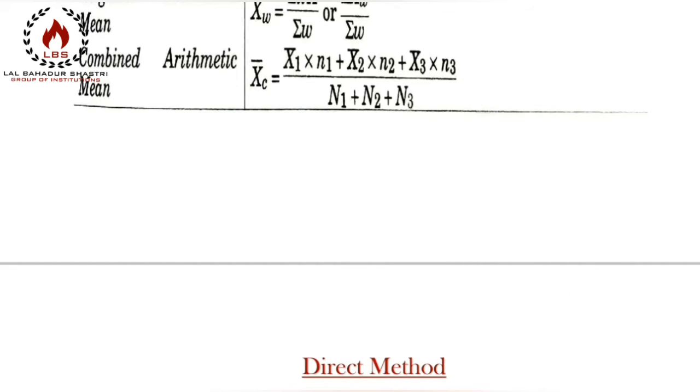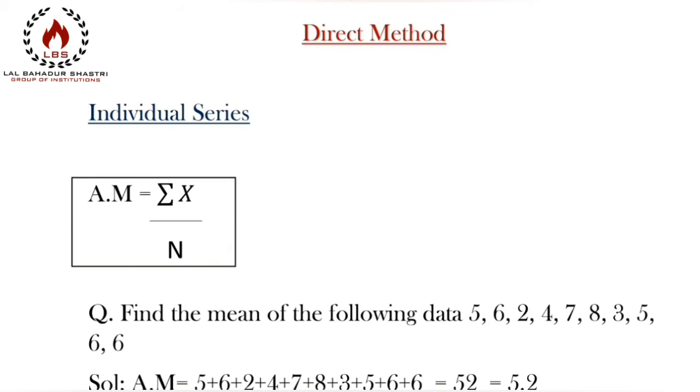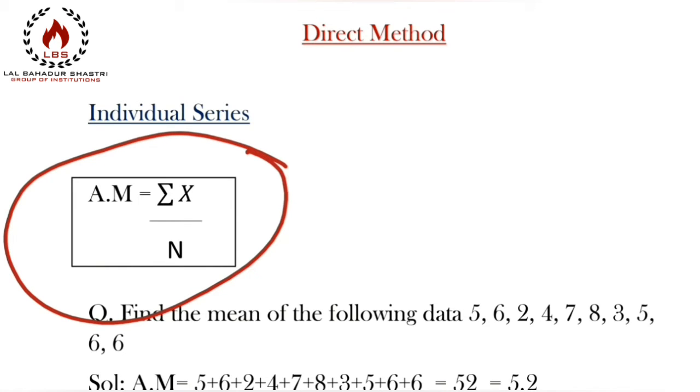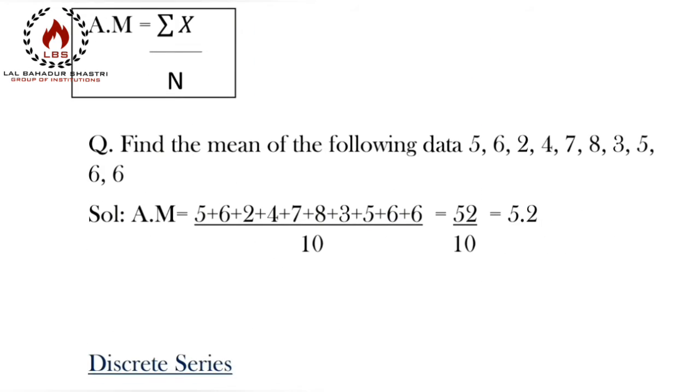Now first we will discuss the direct method, and in direct method we will discuss individual series, discrete series and the continuous series. Direct method, individual series. The formula for finding mean in case of individual series by direct method is this. We have already discussed this formula, so I am not discussing it here. Arithmetic mean is equal to sigma x by n. It is very easy to find. And the truth is that you will not get this type of question in the exam. So there is no point in discussing it, we have already discussed it before.